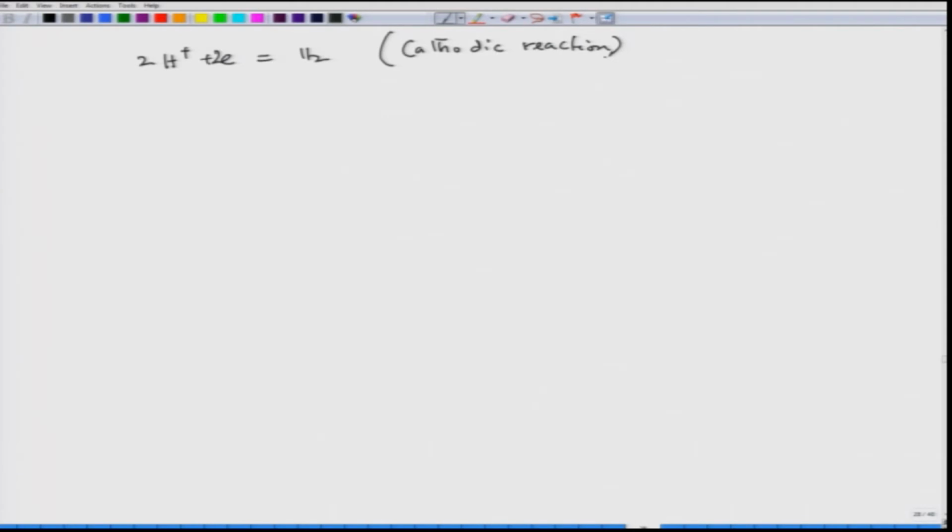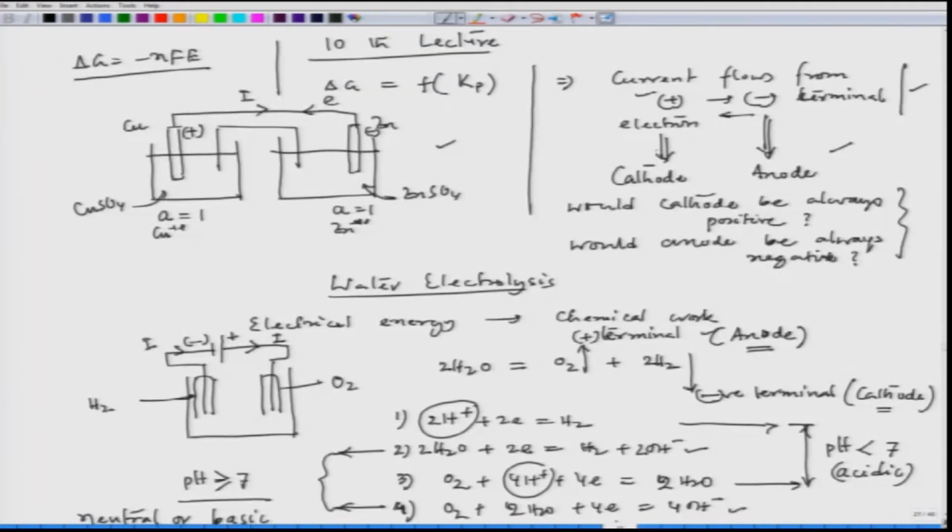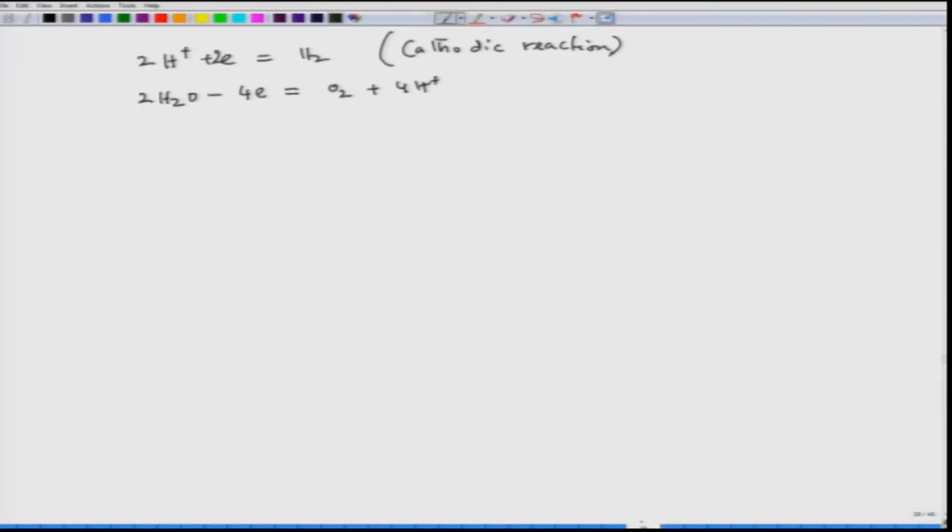Cathodic reaction, and then there should be an anodic reaction, which is nothing but 2H2O minus 4e equal to O2 plus 4H+. You see that this is balanced, yes. So, this particular reaction, I have written in the form of oxidation mode, because this is oxidation or it is anodic.